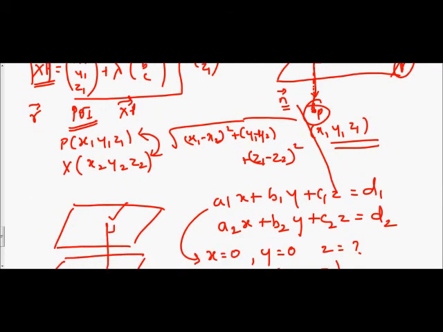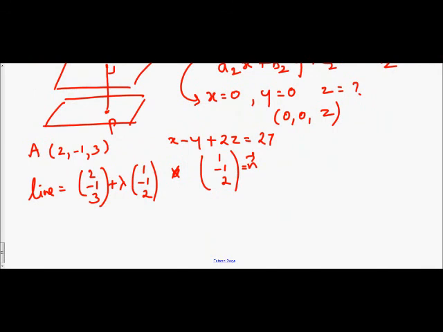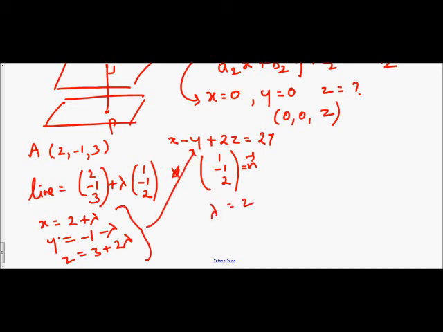Now you know the equation of the line and we need to solve. So this would be x equal to 2 plus lambda, y equal to minus 1 minus lambda, and z equals 3 plus 2 lambda. All you need to do is substitute this in the plane equation and find lambda, and then substitute to find the xyz of the point of intersection.